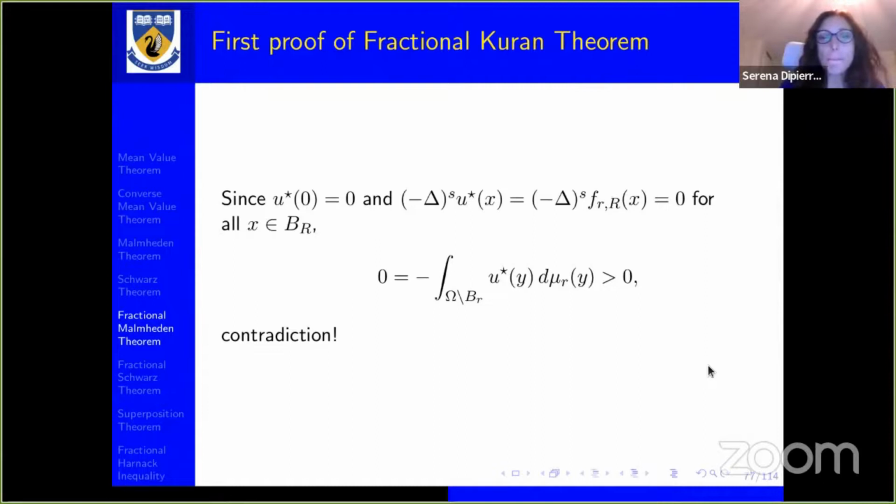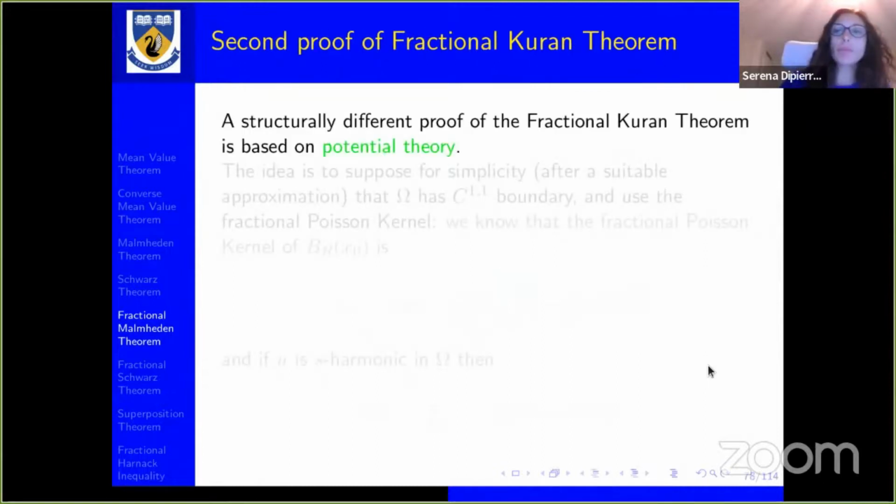Okay, and then, this proof is kind of similar to the one provided by Serrin, and uses a nice result, in my opinion, which is the fact that all functions are locally s-harmonic. There is also a second proof that one can give that is structurally different and is based on potential theory.